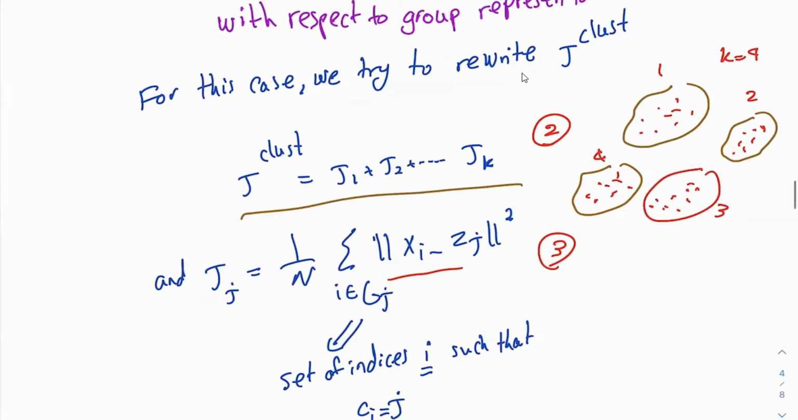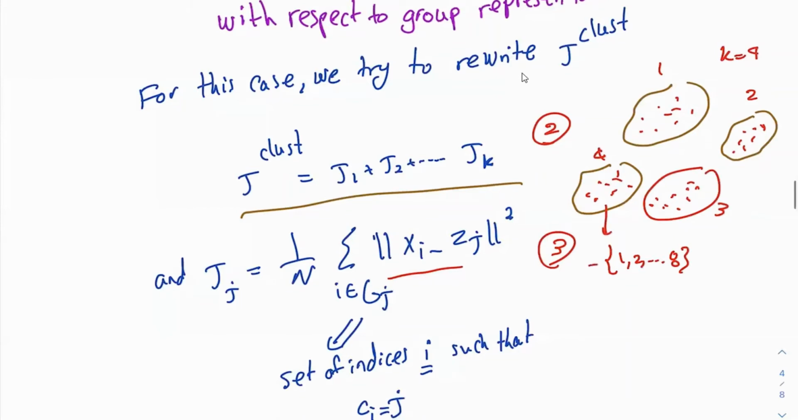So let's say we have 8 points. The indices are 1, 2, 3, all the way to 8, and they're in cluster 4. So this is going to be G4, the set of indices that are in cluster 4. So I am looking at all the points that are in cluster 4.